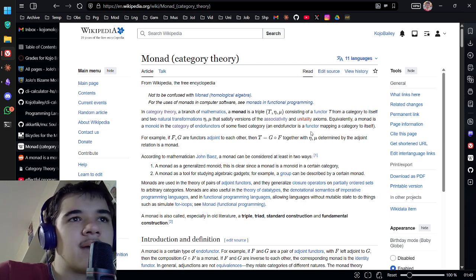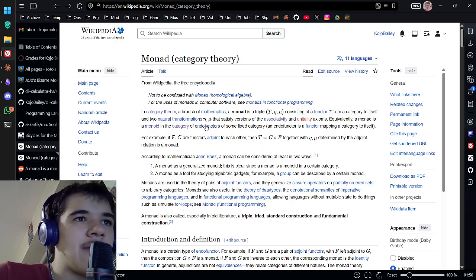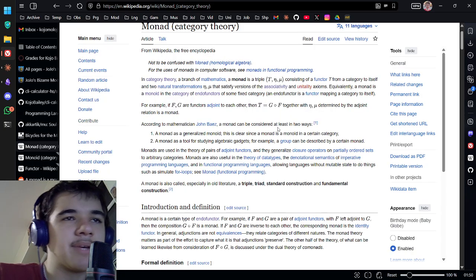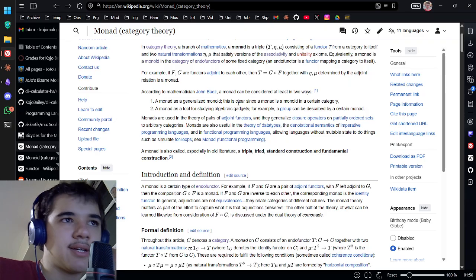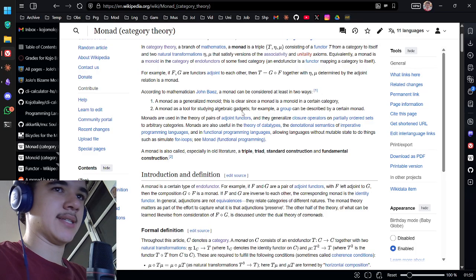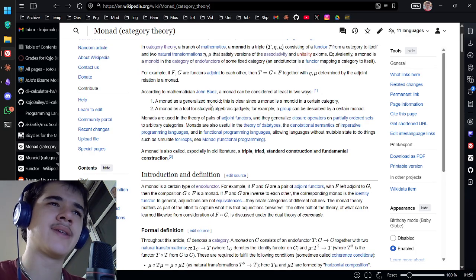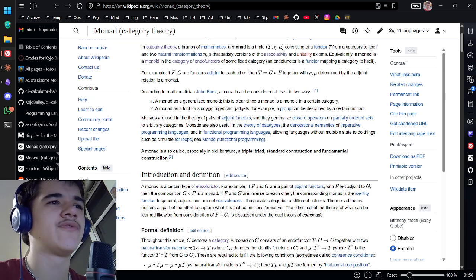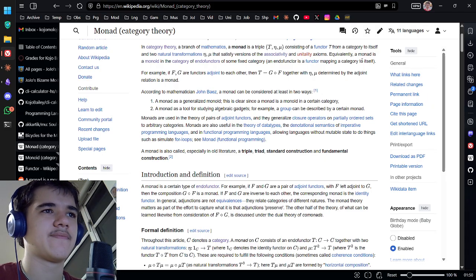Yeah, okay, whatever. So let's see what a monoid is. That's probably the first thing, and then endofunctors. According to mathematician John Baez, a monad can be considered in at least two ways. A monad as a generalized monoid. What do you mean generalized? So it's more abstract. This is clear since a monad is a monoid in a certain category. A monad as a tool for studying algebraic gadgets. A group. Okay.